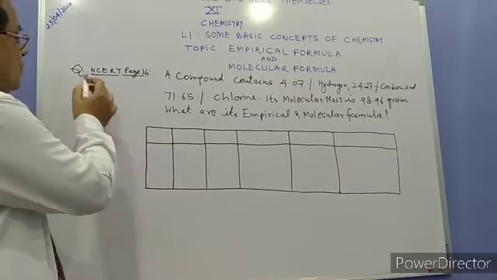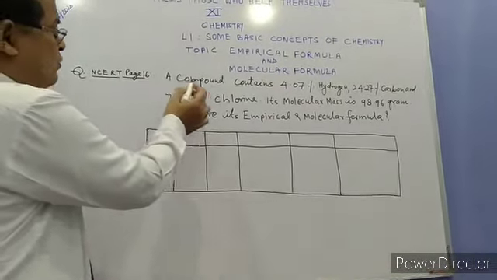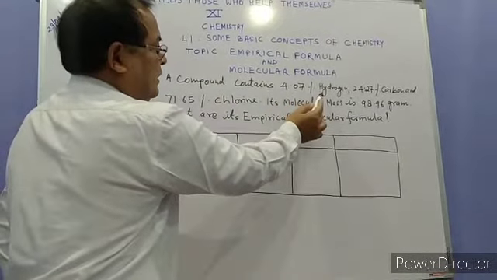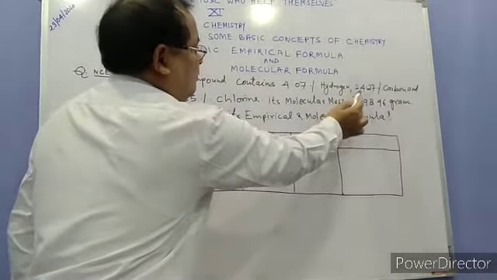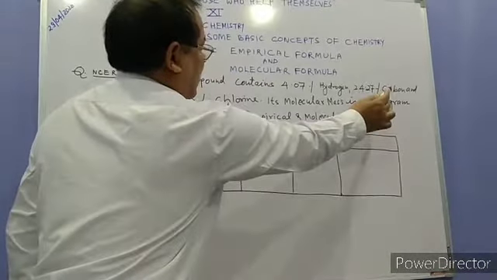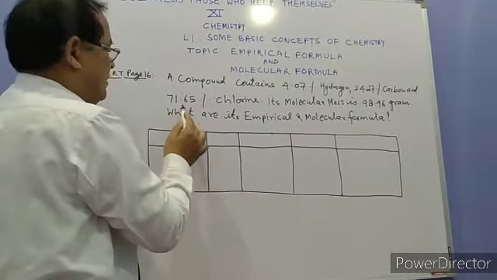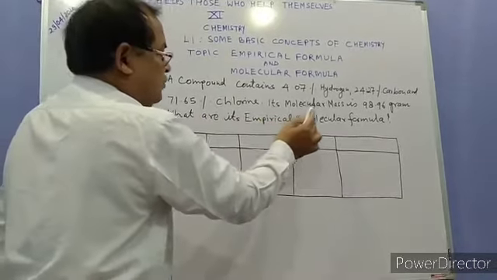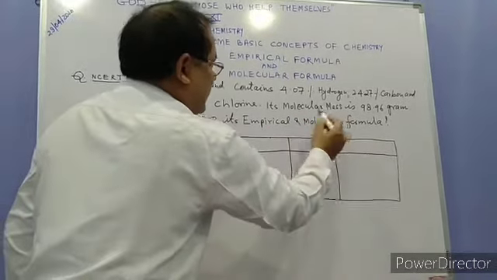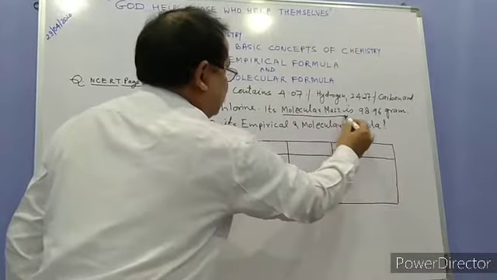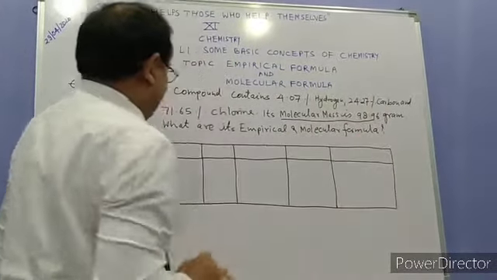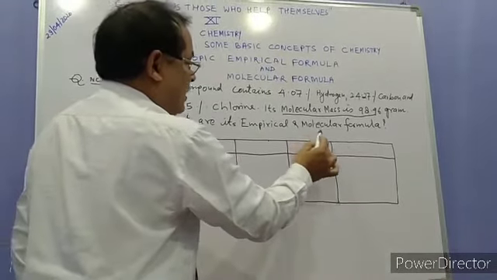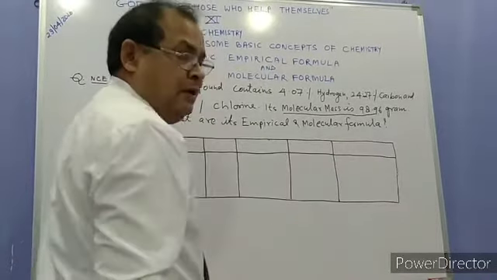NCERT page 16 question. A compound contains 4.07% hydrogen, 24.2% carbon and 71.65% chlorine. Its molecular mass is 98.96 gram. What are its empirical and molecular formula?